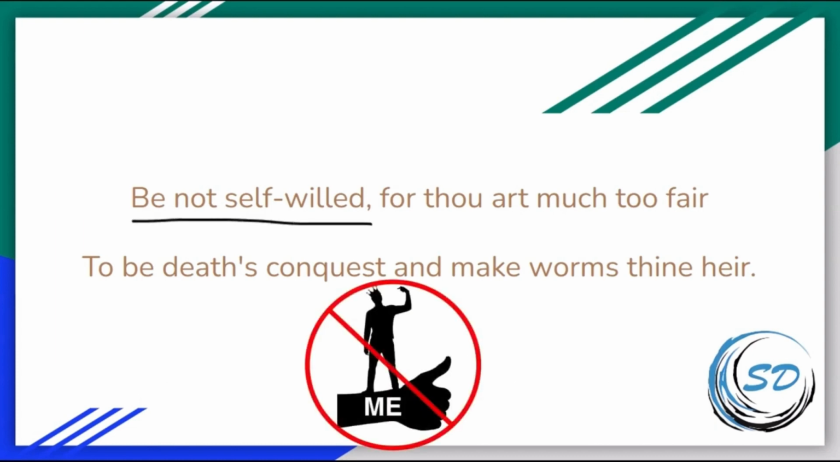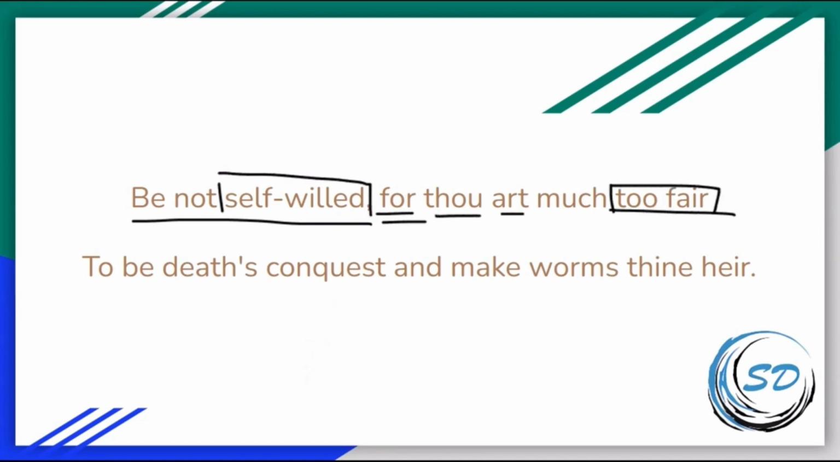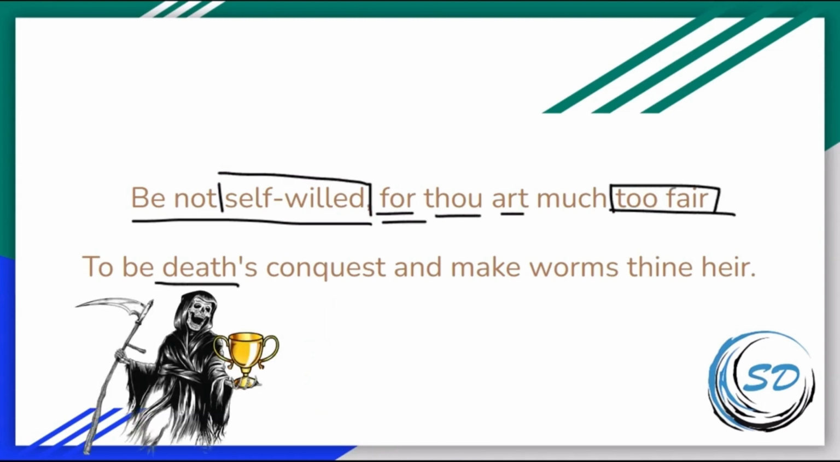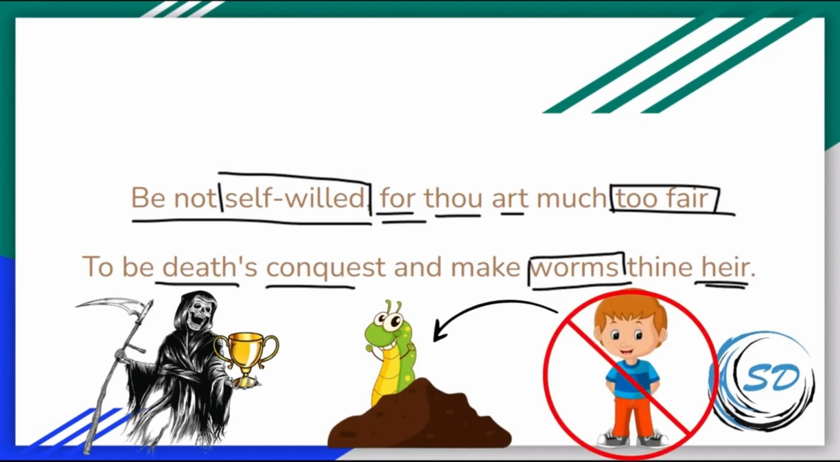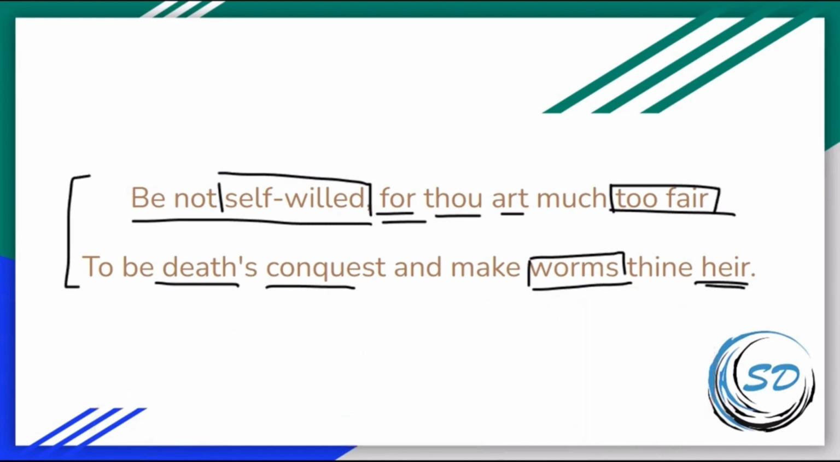The speaker advises against being stubborn or selfish, because you are too beautiful. If you succumb to death without leaving a legacy, it would be a victory for death, and worms would inherit your beauty instead of your descendants. Shakespeare urges the subject not to be self-centered, for their beauty is too magnificent to succumb to death's conquest and become mere food for worms.